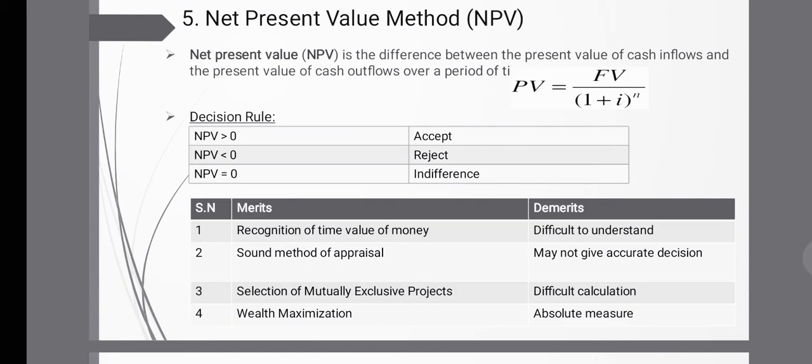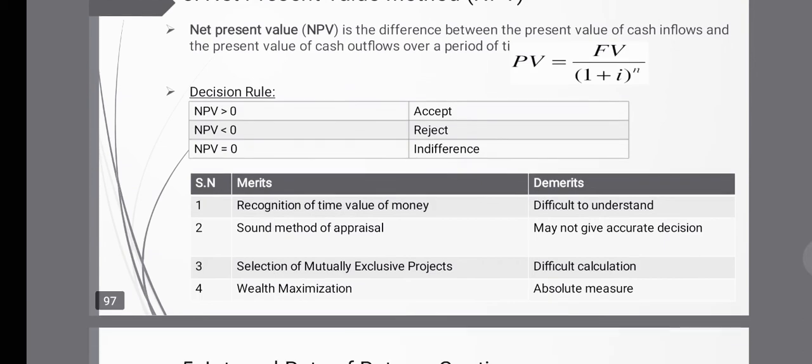Now merits: recognition of time value of money. It is a sound method of appraisal because you are considering time value of money. You are comparing the present value of cash inflow minus the present value of cash outflow. Selection of mutually exclusive projects: in case of selection of mutually exclusive projects, NPV should be more than what is required. Wealth maximization, it leads to wealth maximization.